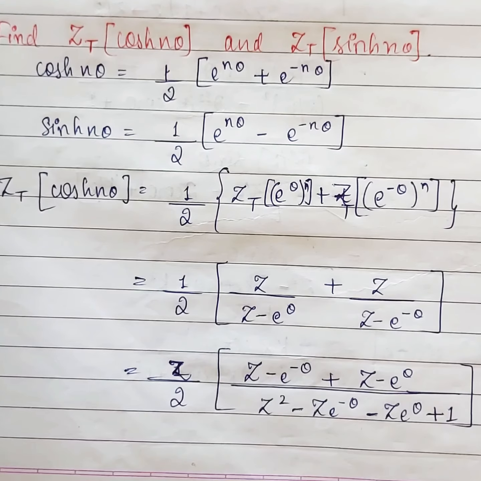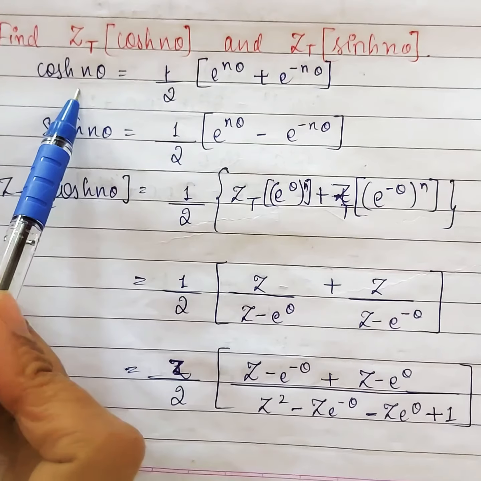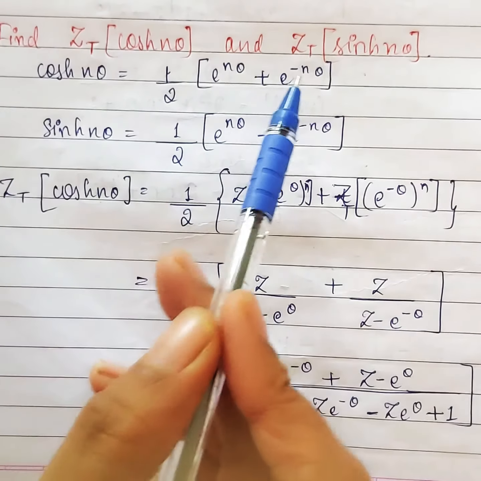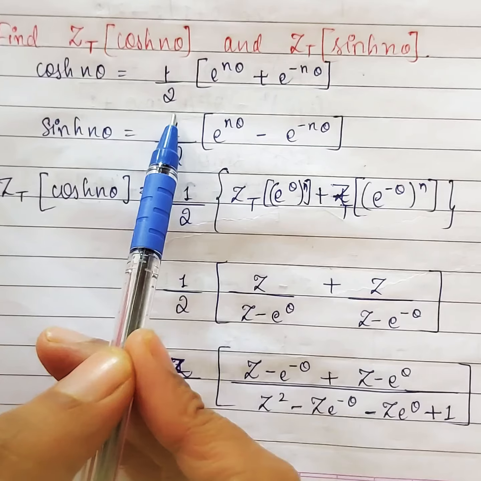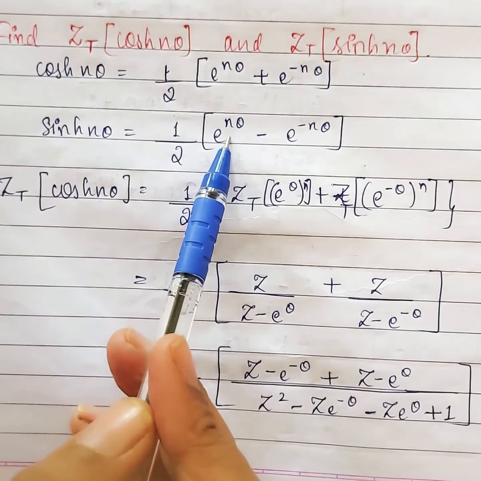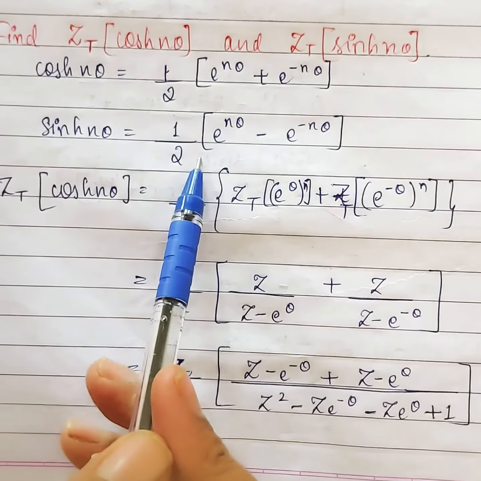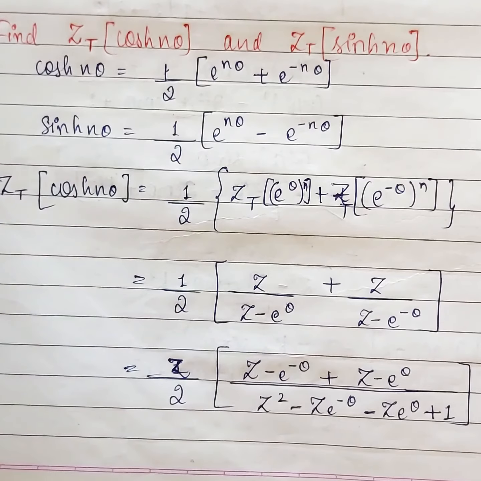Hi, let's solve this problem: z transform of cosh n theta and z transform of sinh n theta. These two are hyperbolic functions. So what is the formula for cosh n theta? It is (e power n theta plus e power minus n theta) by 2. And sinh n theta is (e power n theta minus e power minus n theta) by 2. These are the two hyperbolic functions.